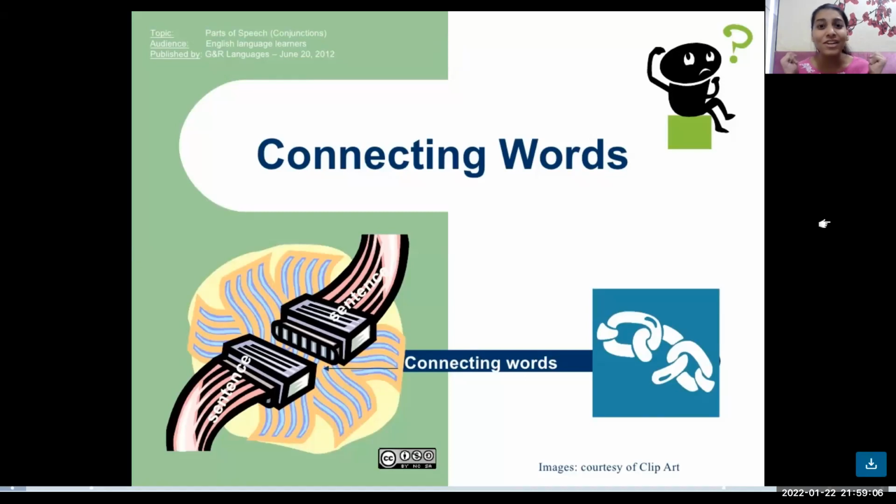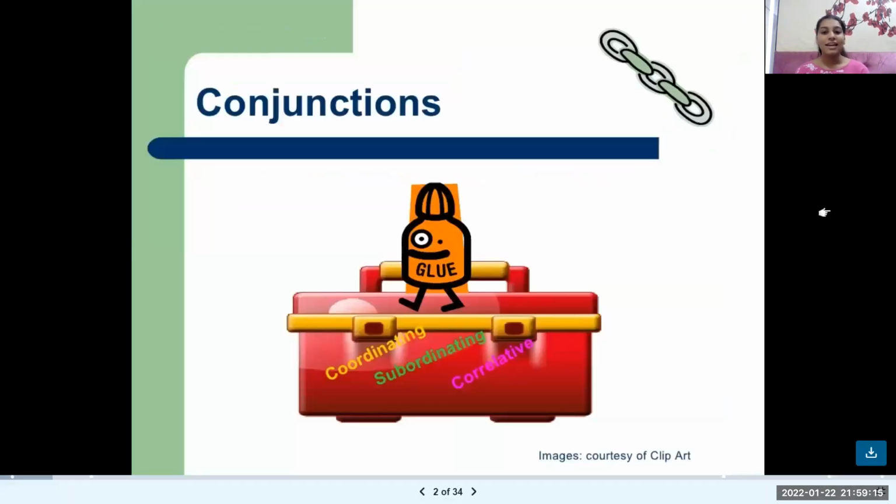Let us go ahead. Are we ready? I hope we all are ready, right? So let's buckle up and study about it today. Exactly, like I mentioned before, connecting words, also called conjunctions.